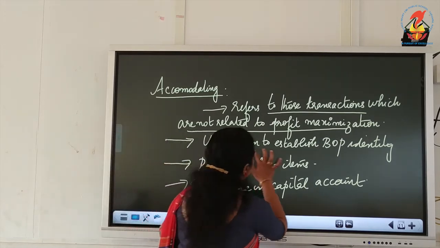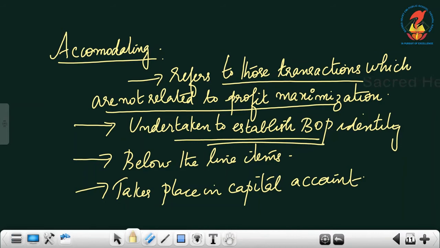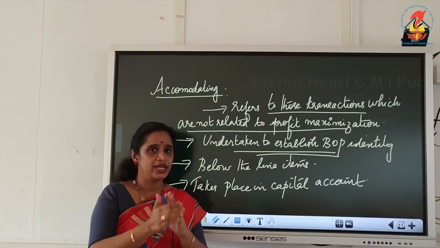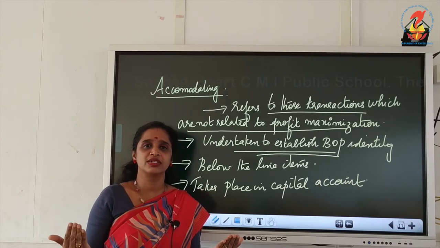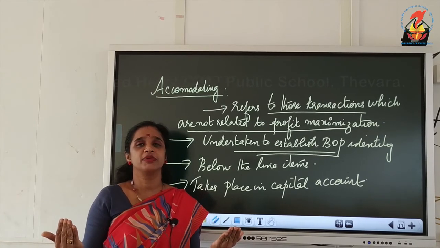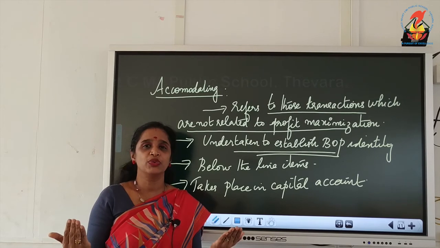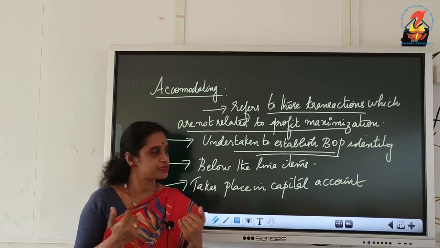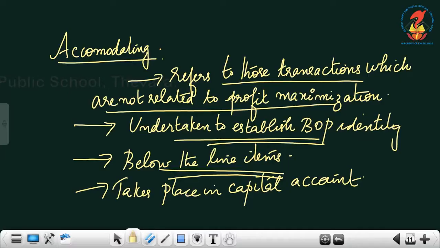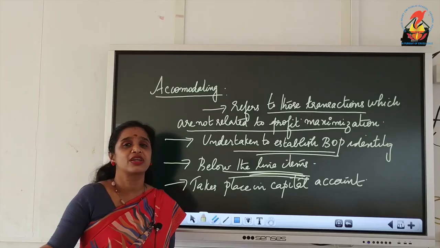Now, next is, it is undertaken to establish BOP identity. What is BOP identity? It is based on the double entry book system and it has both a debit side and a credit side. It has to be balanced. 13,600 is equal to 13,600 means it is a BOP identity where your sheet gets balanced. BOP identity is maintained there. Next, as it is not concerned with profit, it is known as below the line items. It is a specific name given for that, below the line items, because it is not profit concerned.